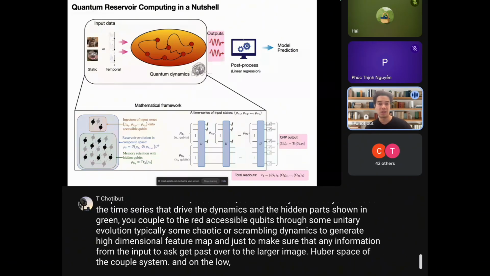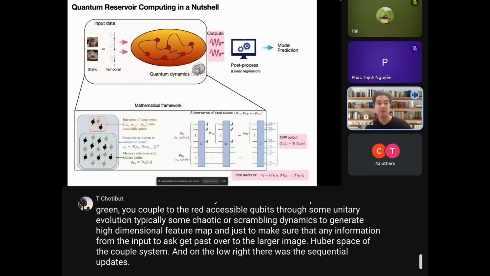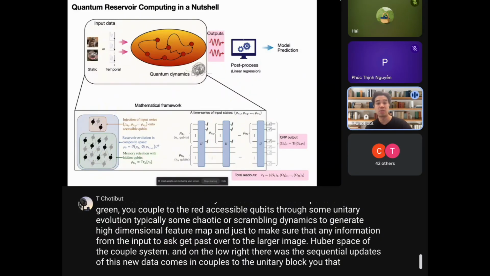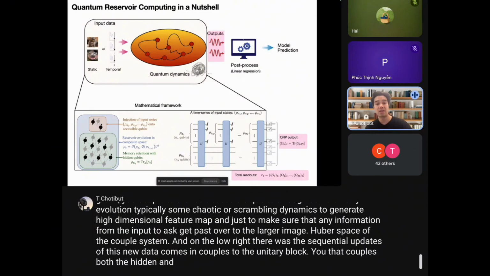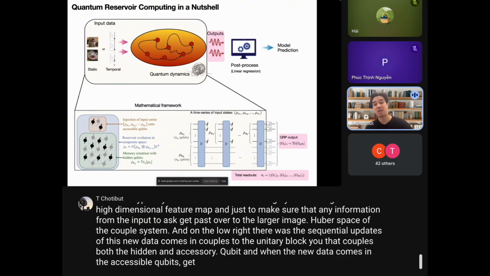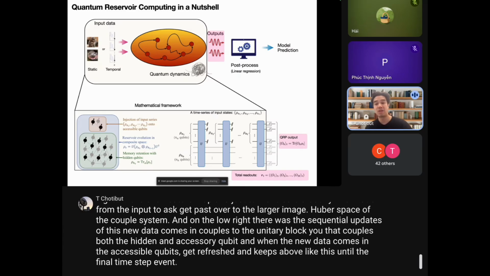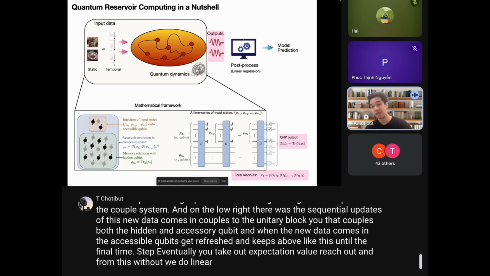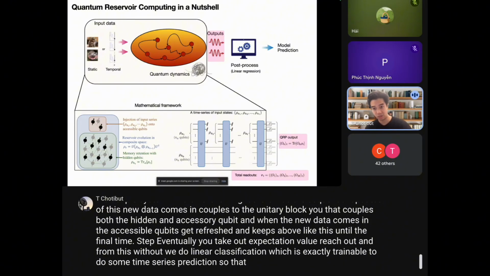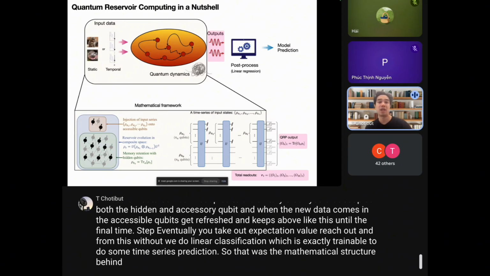And on the lower right, there are the sequential updates: new data comes in and couples to the unitary block U that couples both the hidden and the accessible qubits. When the new data comes in, the accessible qubits get refreshed and keep evolving like this until the final time step. Eventually, you take out the expectation value readouts, and from these readouts, do linear classification, which is exactly trainable, to do some time series prediction. So that was the mathematical structure behind quantum reservoir computing.